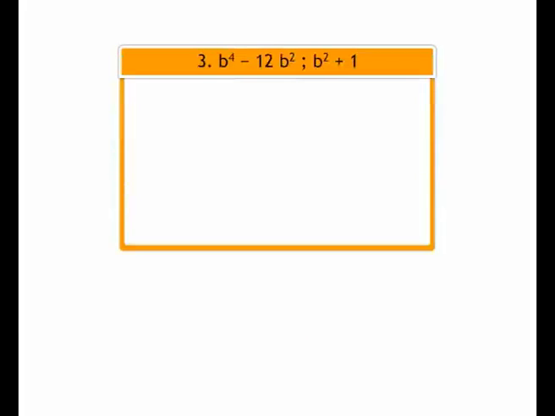3. b raised to 4 minus 12b square, divided by b square plus 1. Here our dividend is b raised to 4 minus 12b square and the divisor is a binomial, that is b square plus 1. As the divisor is a binomial, we will separate the divisor into two parts, that is b square and the other as plus 1 to carry out the division.